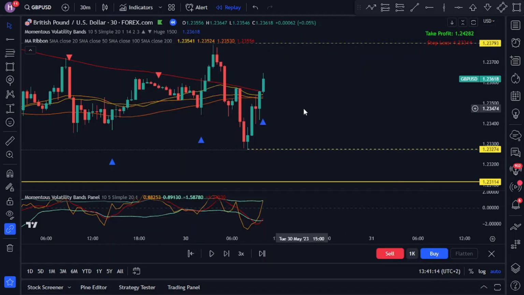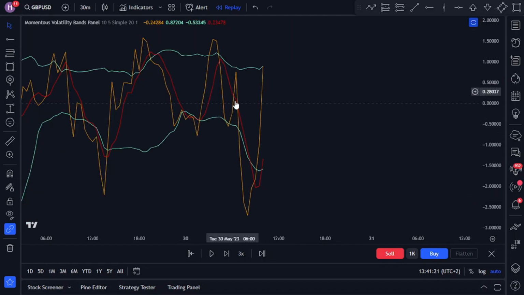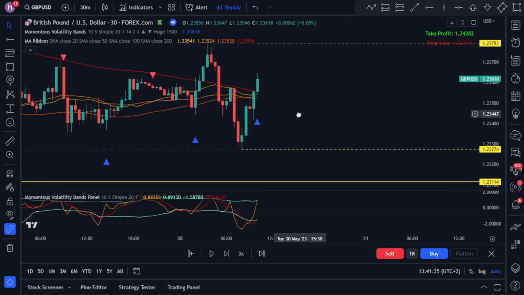For a buy trade, firstly, the rate of change and moving average on the Momentous Volatility Bands needs to have recently been oversold. Additionally, the rate of change, which is indicated in yellow, needs to cross the red moving average from below to above. This signals a potential change in direction of the market.